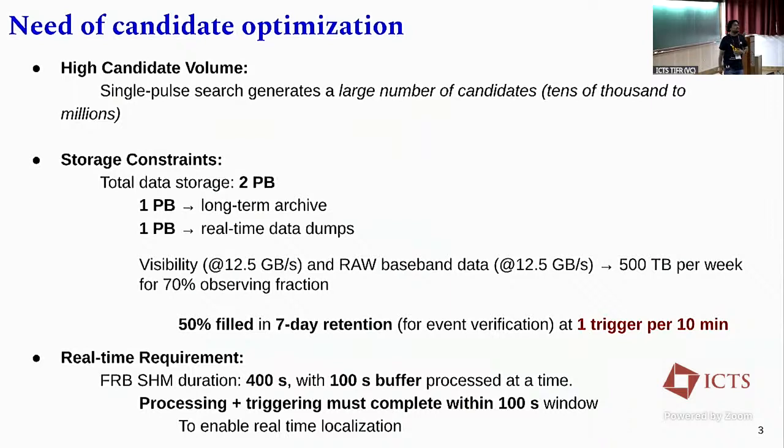The other constraint on the real-time pipeline is that, as Ujjwal mentioned, we have something called FRB SHM, which is about 400 seconds, and the real-time pipeline processes about 100 seconds of block each time. So as soon as an event or a good candidate is detected, we trigger the recording of the visibilities and raw voltages. That should happen within those 100 seconds because the next buffer will be coming up in the next 100 seconds. We have to finish the processing within that. That's what real time means: all the processing should happen within 100 seconds.